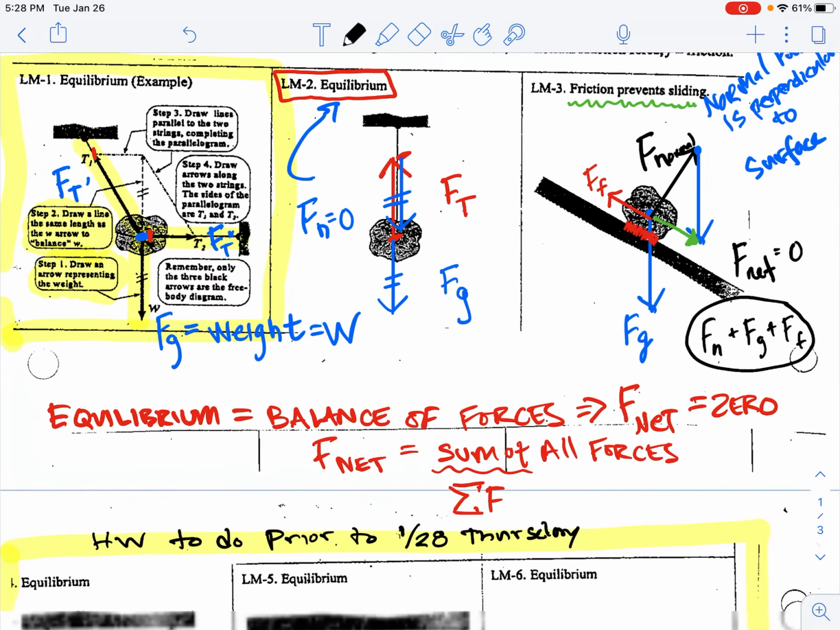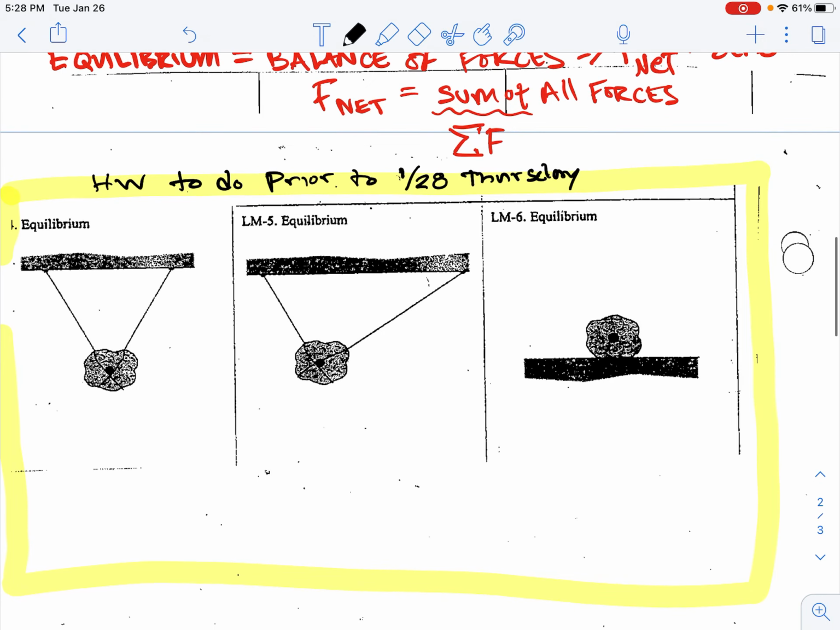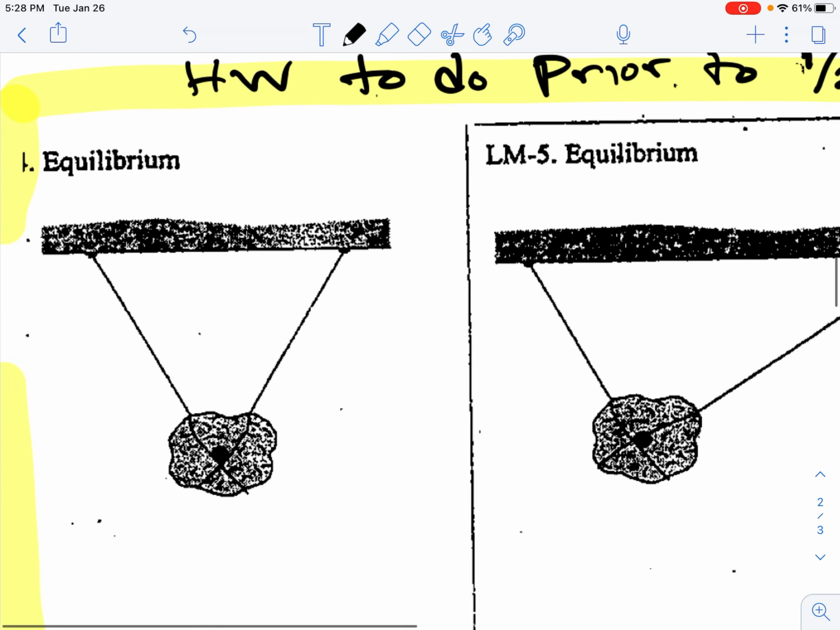As we move down to the next one, I know I wanted you to do this prior to 128. In this case, there's no friction in the first one, but we do have two tensions at work here. In each of the cases you've got a rope tied on. There's going to be a tension force in that direction, and another tension force in that direction. So I'm going to have two different tension forces, and then you're going to have a weight, or the force of gravity, in that direction.